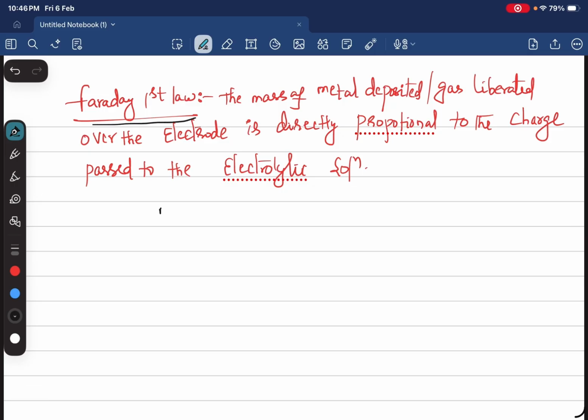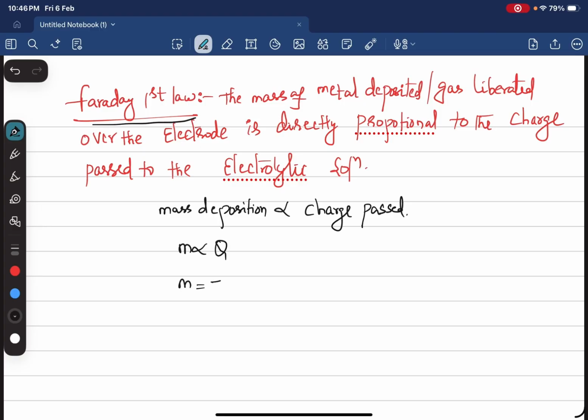So what can be written in the simplest way? Mass deposition is proportional to charge passed through the electrolytic solution. So we can write, M is directly proportional to Q, so M equals ZQ. Here Z is called the electrochemical equivalent.